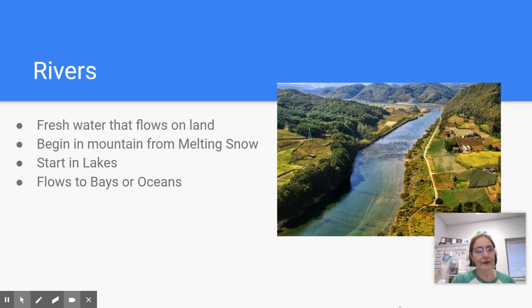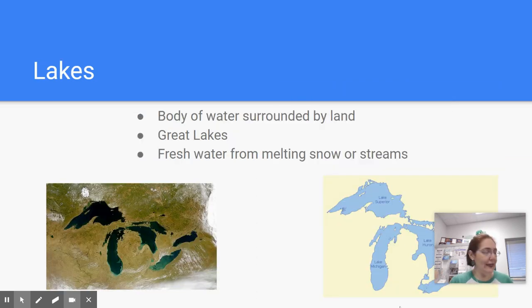Okay. All right. Next one is lakes. All right. So we have lakes, and that's our last type of body of water. The picture there is some of the most famous lakes in the world, actually, and they're here in the United States. Those are called the Great Lakes. And there are actually 5 of them. You've got Lake Superior, Lake Michigan, Lake Huron, Lake Erie, and Lake Ontario.